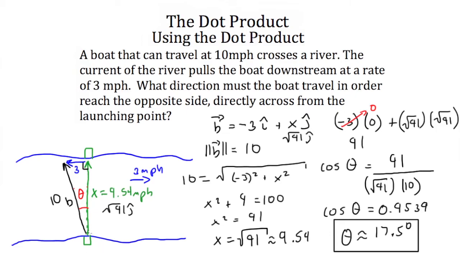So that means if your boat travels at 10 miles an hour and the river travels at 3 miles per hour, and you wanted to end up directly across the river, you should pilot your boat 17.5 degrees upstream so the river will take you back and you'll end up directly across the river.